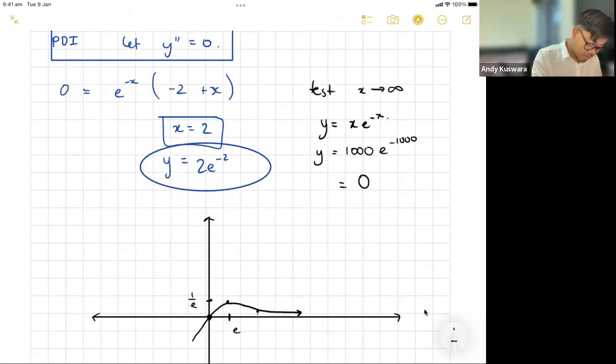So this would be 2. And this one would be whatever the other thing was.